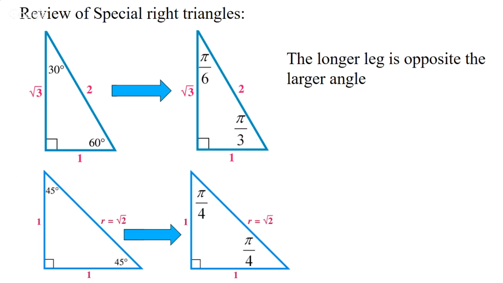30 degrees is pi over 6. 60 degrees is pi over 3. A 45, 45, 90 triangle is 1, 1, square root of 2, and 45 degrees is pi over 4. So you're going to have to memorize that. I've shown that in 2 videos now. You're going to hear it again.